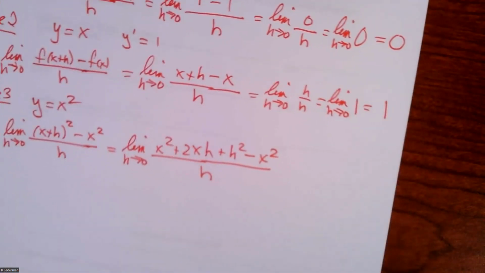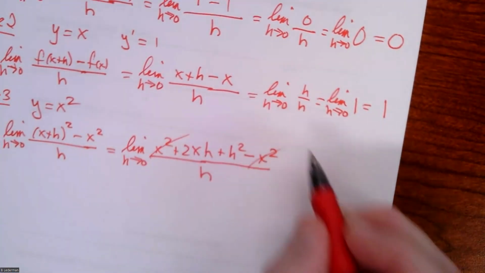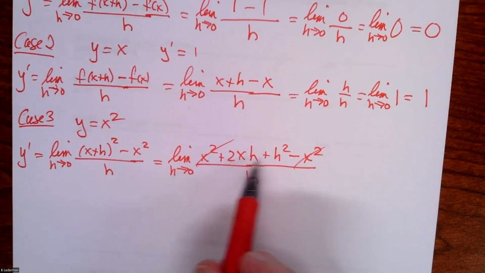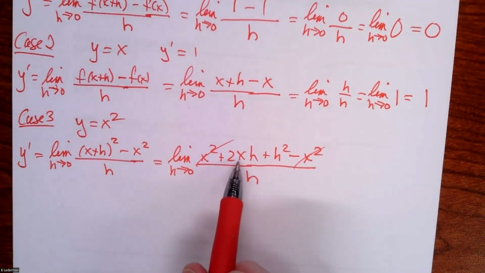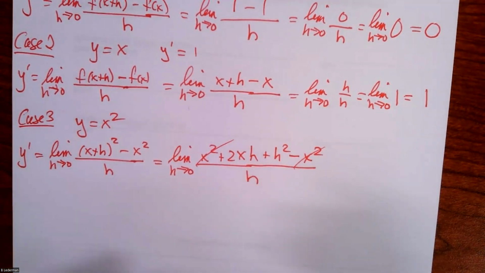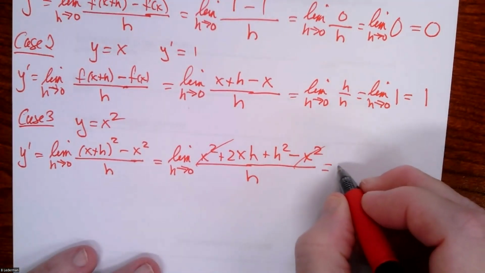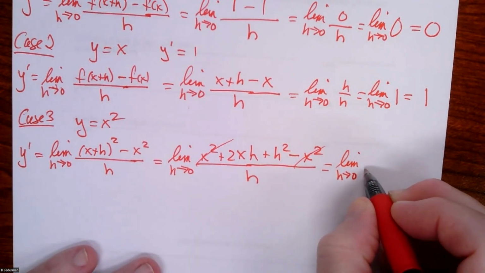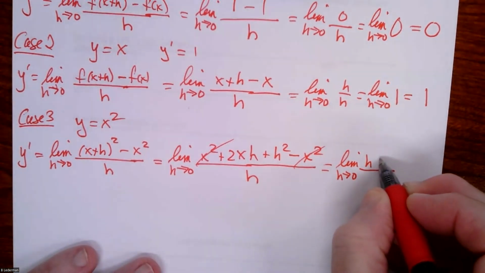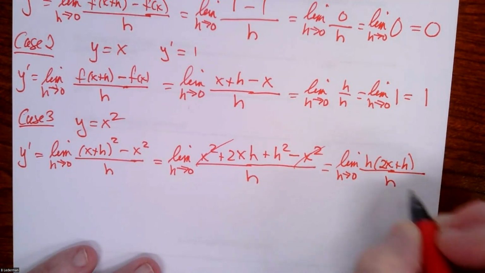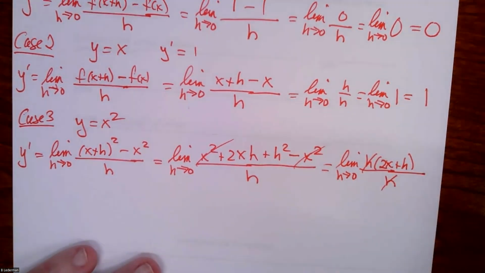Now first of all, we're going to cancel out these x squares. I have a plus x squared and minus x squared. They just go bye-bye. Second thing I'm going to do is I'm going to notice in the remaining surviving terms on top, you have 2xh and h squared. They both have an h in them. So I'm going to factor out that h. I'm going to clean this thing up a little bit, and I'm going to make it look like this. This is equal to the limit as h goes to 0 of h times 2x plus h over h. And notice that I could just cancel out these two h's right there.